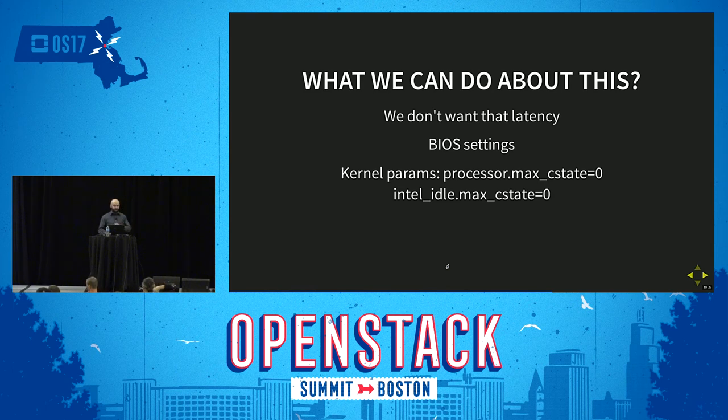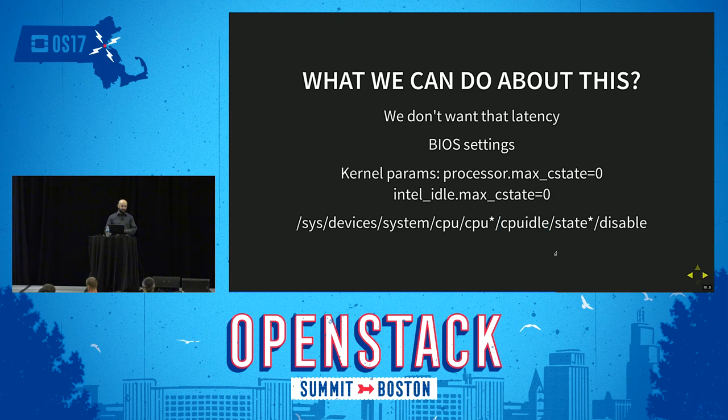The last thing, probably the least intrusive, is if you look in this path in the sys file system, there is a disable file. If you write something to this file, like 1, you will disable the particular C state. But you have to do this for all CPUs. This is why you have a star here, for all CPUs. And you want to do this for all states. In this way, you can put your CPU into the highest possible power mode, the fastest possible scenario. This is what we want.